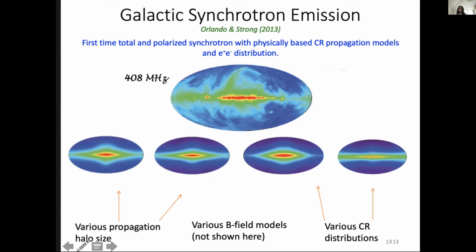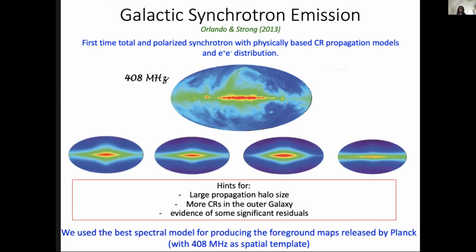This is the 408 megahertz map as an example, and this is compared with the different models. We used different propagation halo sizes, as you see here, and different cosmic ray distributions, as shown here, and different magnetic field models, which are not shown here. And curiously, we found some hints for a large propagation halo size and more cosmic rays in the outer galaxy, and evidence of some significant residuals.